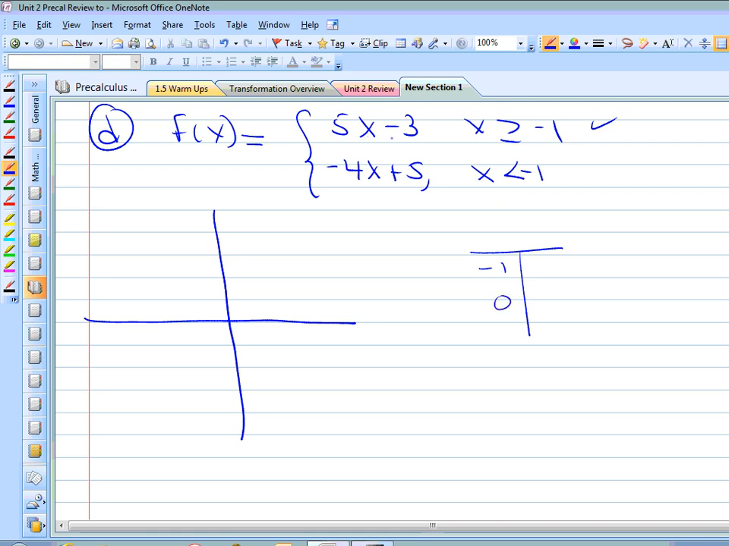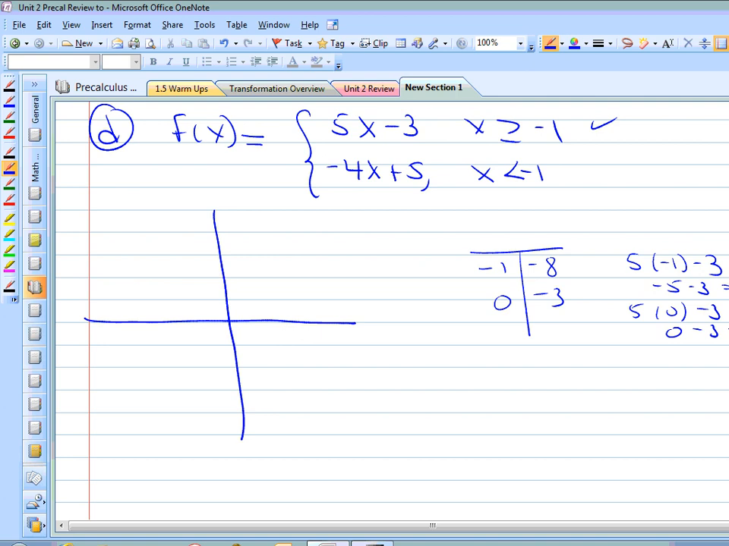Because this is a linear equation, that's a line, you only really need 2 points to graph your line. So we're just going to substitute in. If you want to do that to the side, you can. So I'd have 5 times -1 minus 3. That's -5 minus 3, which is -8. So -1, -8. If I plug in a 0, I have 5 times 0 minus 3. That would be 0 minus 3, which would be -3. So those are my 2 points. You could do another one if you wanted to, but I'm going to stop right there.